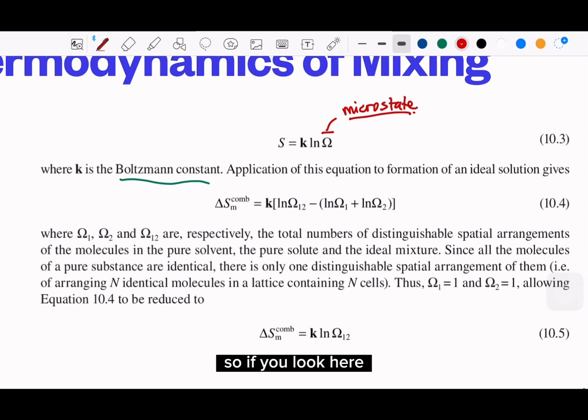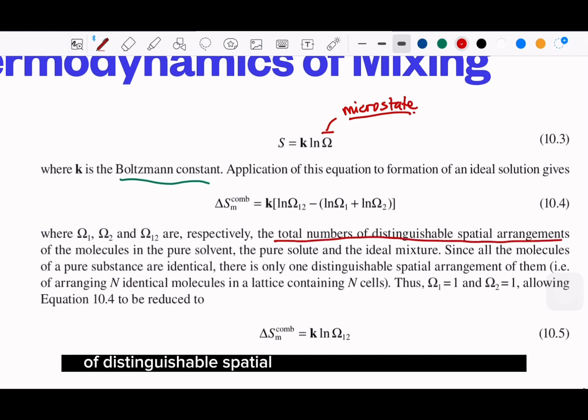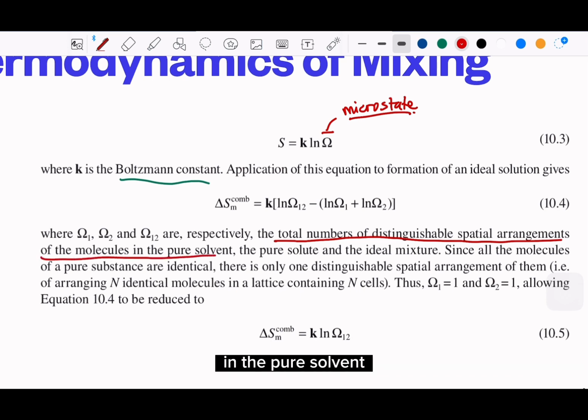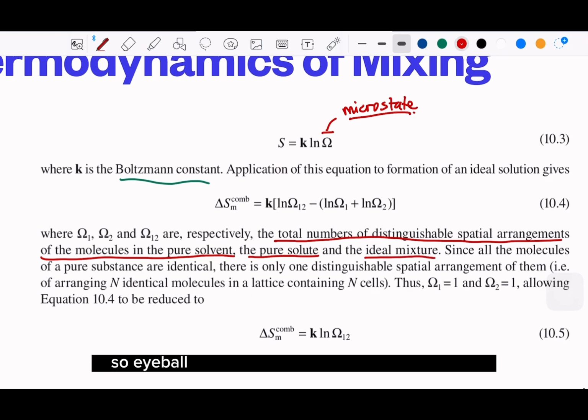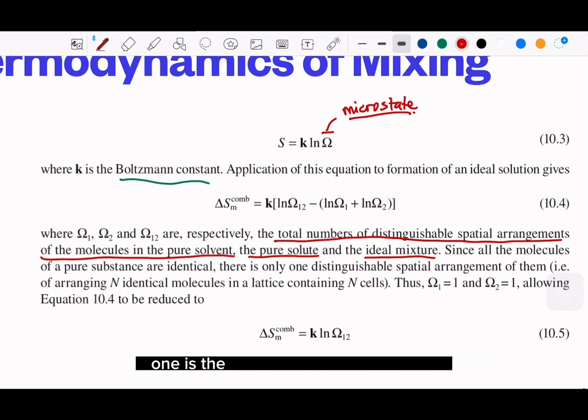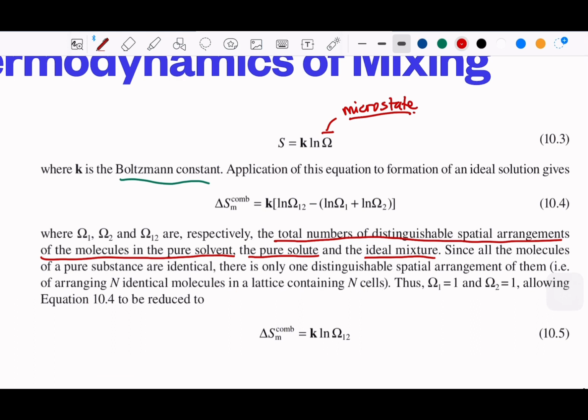So if you look here, this is the explanation. The omega 1, omega 2, omega 1,2, they are total numbers. Let me just give you some underline. So this is the total number of distinguishable spatial arrangements of the molecules in the pure solvent, the pure solute, and the ideal mixture. Okay. So the ideal mixture is the 1,2. And let's say 1 is the solvent and 2 is the solute.